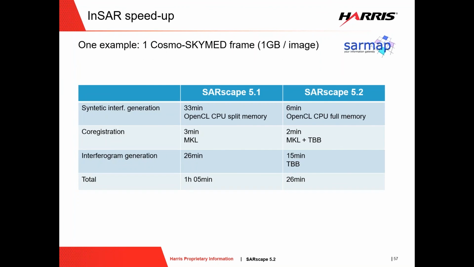Just to give you an idea, let's take an example: Cosmo-SkyMed full frame, about 1 gigabyte per image. The original time was more than 1 hour to process a full frame at full resolution. More than half an hour was due to the co-registration, so to the synthetic interferogram generation, in particular important if you use the digital elevation model during the co-registration. We updated this to handle the memory in a different way using OpenCL to perform parallel processing, and from more than half an hour we went down to a little bit more than 6 minutes, so a speed up factor more than 5.